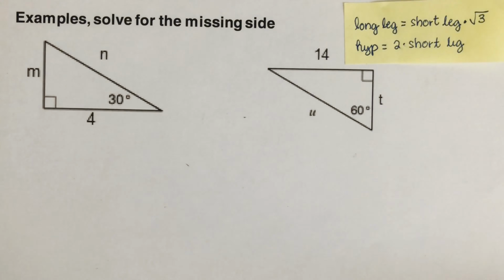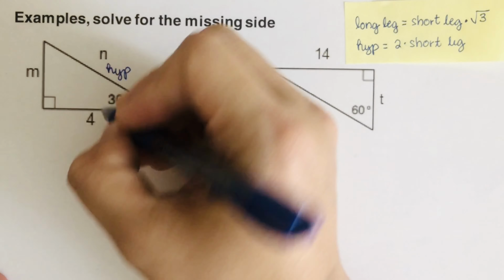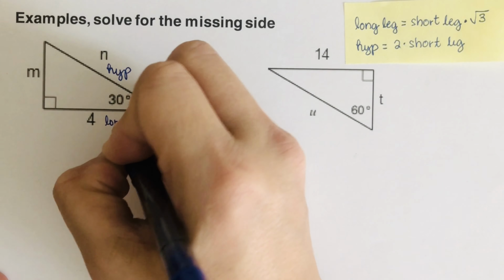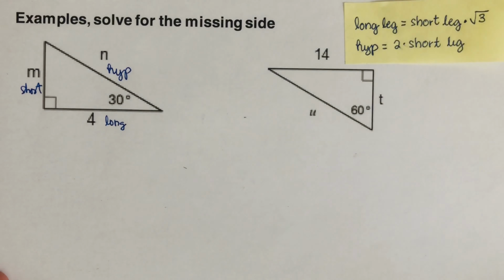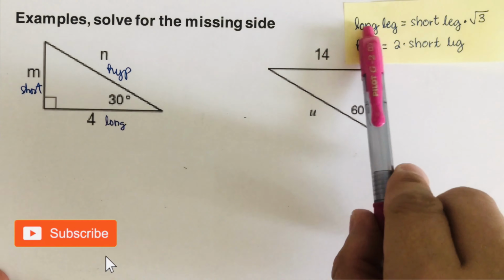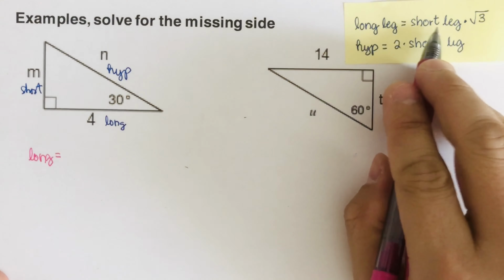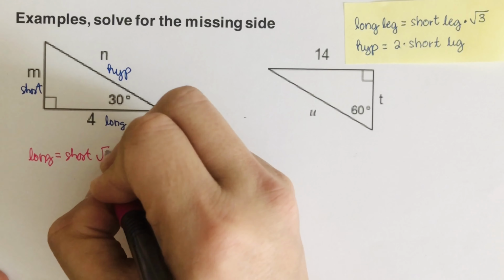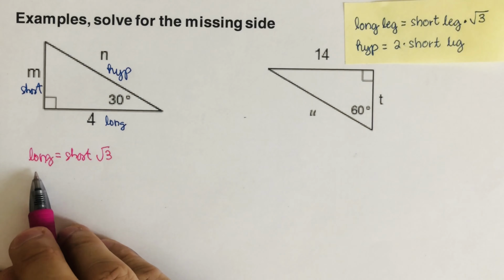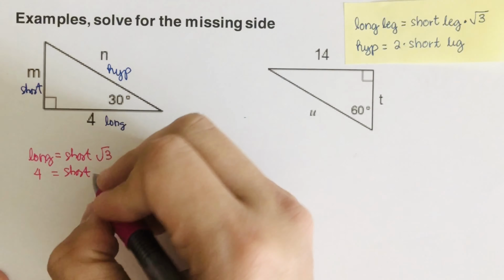Let's have this first example here. Pretty much the same thing as what we did with the other problems. We're going to label the parts. This is our hypotenuse, this is the long leg, and this is the short leg. Since we're given the long, we're going to use this equation: long is equal to short times square root of 3. Our long is 4, so 4 is equal to short times square root of 3.